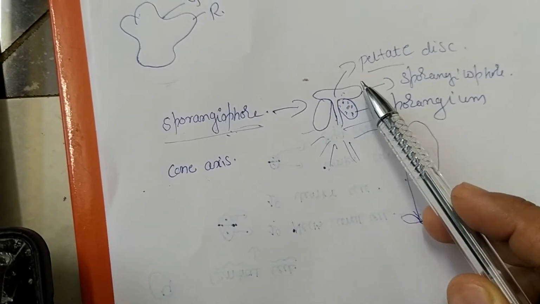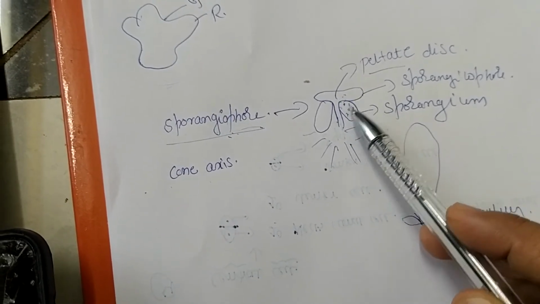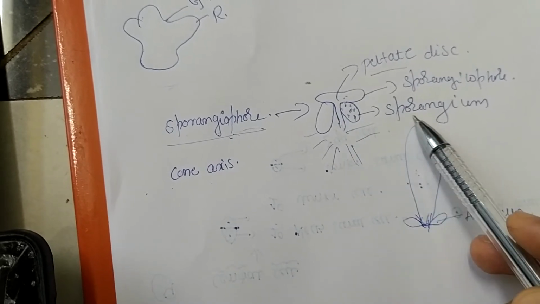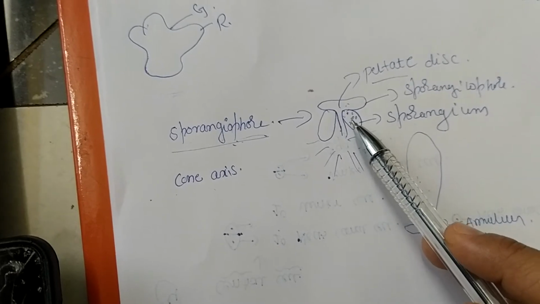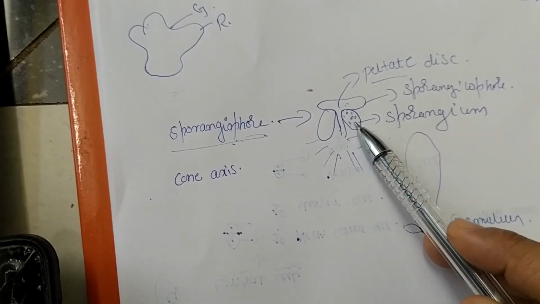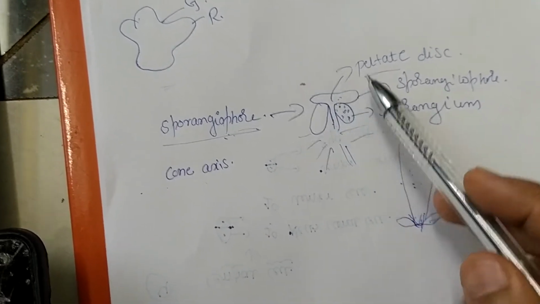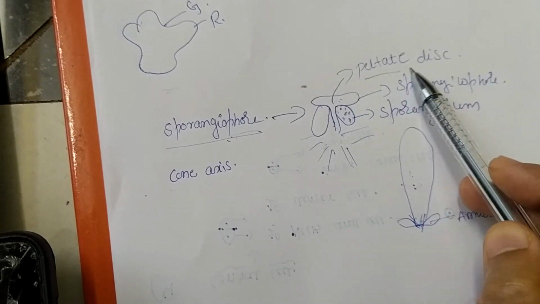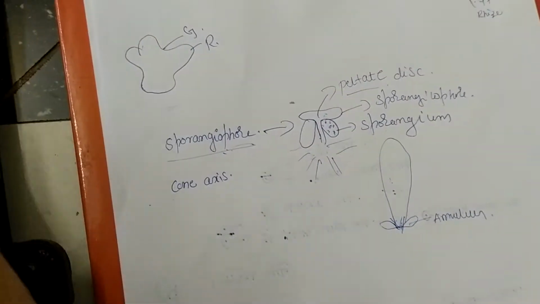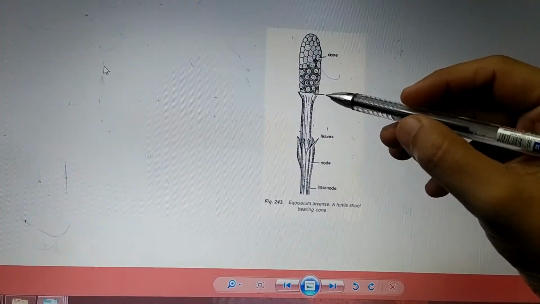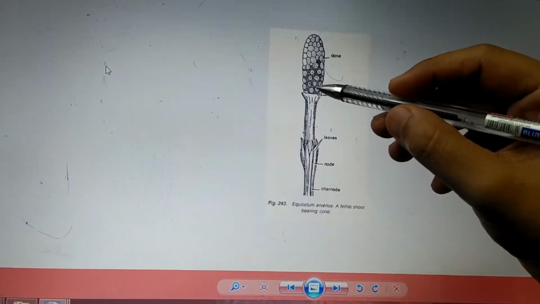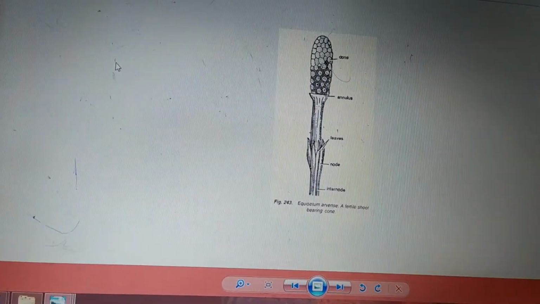These sporangiophores have on the inner side the presence of sporangium. Sporangia are the sac-like structures which give space for the development of the spores. The extended region of the sporangiophore is called peltate disc. Now this is how it looks. Strobili, this is the annulus ring, the base on which the entire strobili is present.